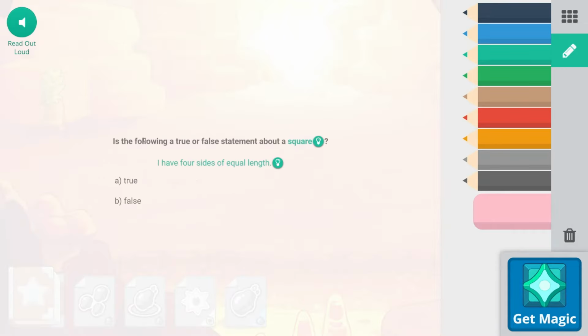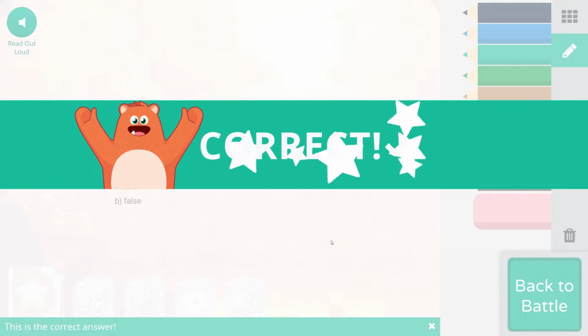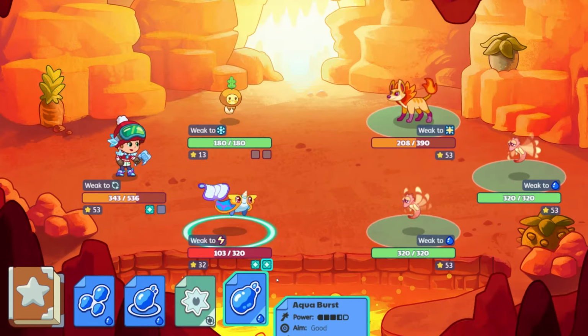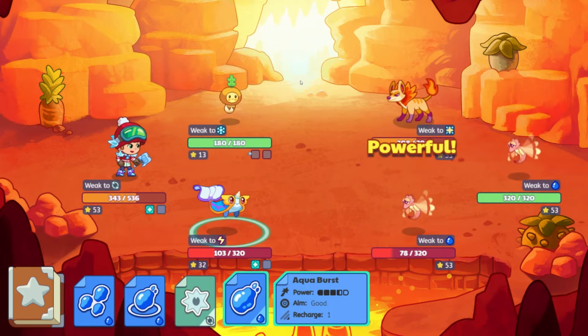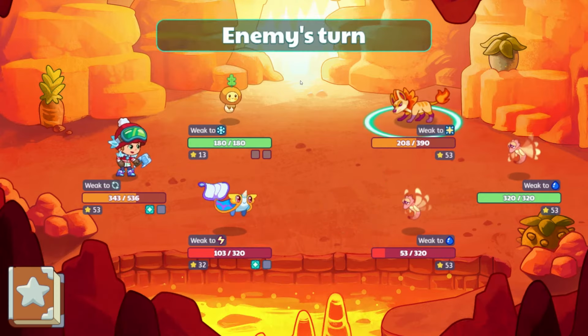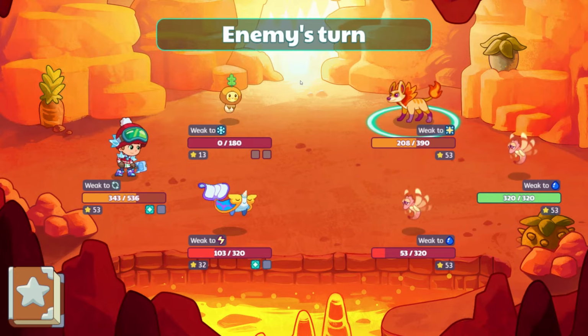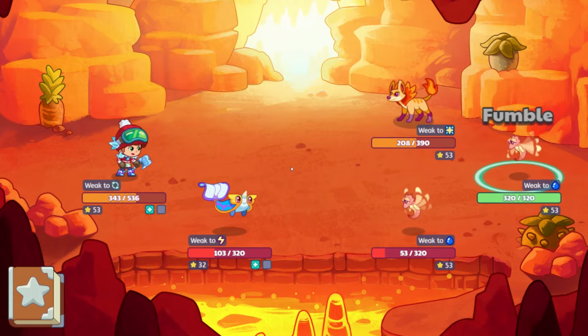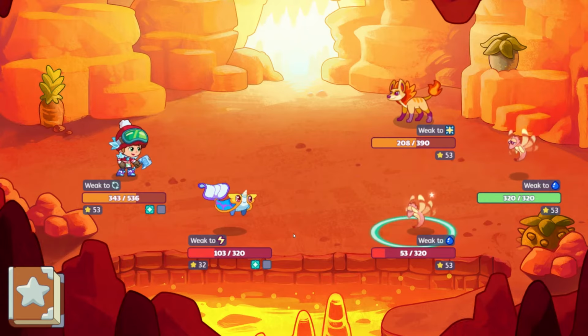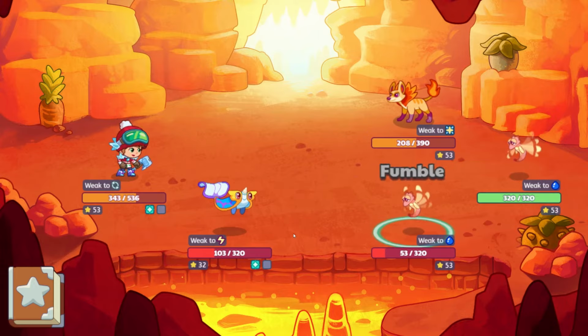I have, let's see, square. I have 4 sides of equal length. That is true. Squares do have 4 sides that are equal length. That's a defining attribute of being a square. Okay, that made contact. That made contact as well. Pretty good contact there. And a fumble. We needed that. And another fumble.